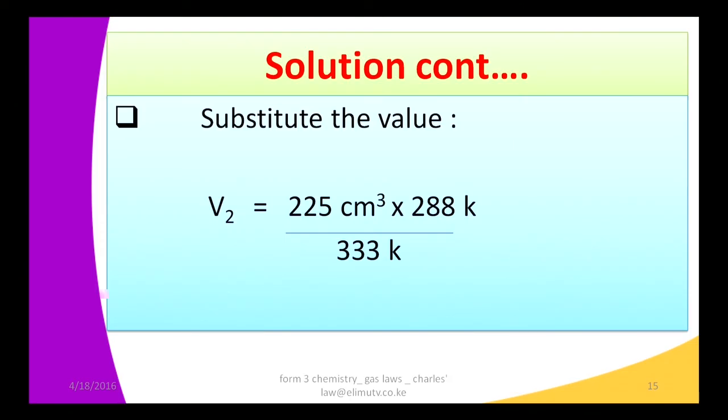Now the kelvins cancel, and the volume is in centimeters cubed. What is the answer? Work it out. Compare your answer to what I'm getting here. Do you get 194.6? If you do, then that's the right answer. 194.6 centimeters cubed. Those are the steps that were just highlighted, and that's how we are able to solve any problem that relates to Charles' law.